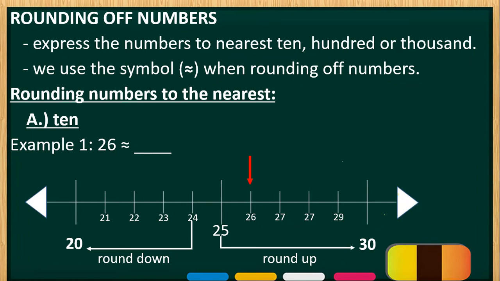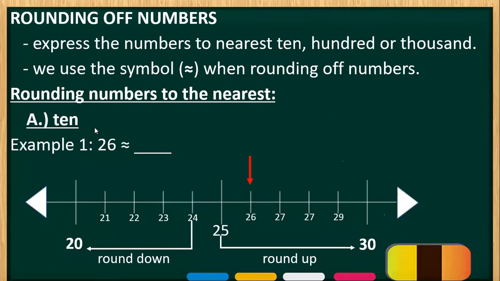Okay, so rounding numbers to the nearest 10. Example 1, 26, you round it off to the nearest 10. Please look at the number line below here. As you can see, we wrote from 20 going to 30. And if you count the lines here, we have 21, 22, 23, 24, 25, 26, 27, 28, 29, and 30. And the middle of this number is 25.